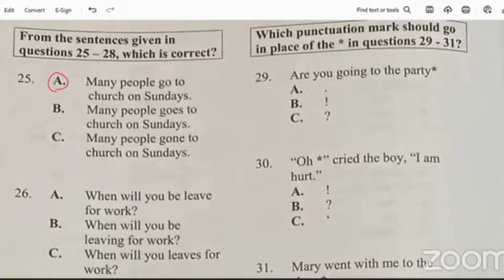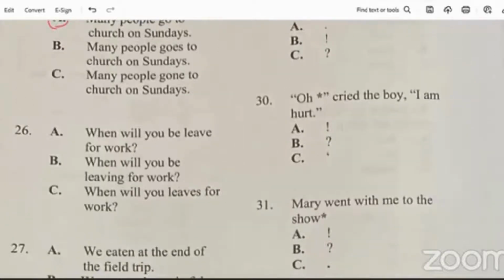Question 26. When will you be leave for work? When will you be leaving for work? When will you leave for work? The answer is B. When will you be leaving for work?